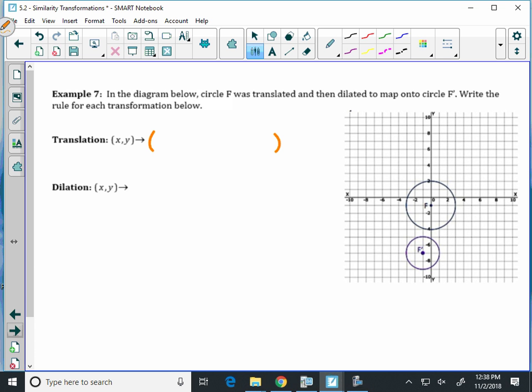So when we do our translation, we're trying to get F to map up with F prime. Which direction and how many units does F have to move to get to F prime? Do we move left or right first? Good, we went left 1. And then where do we go for it to finally map up? Down how many units? 6.